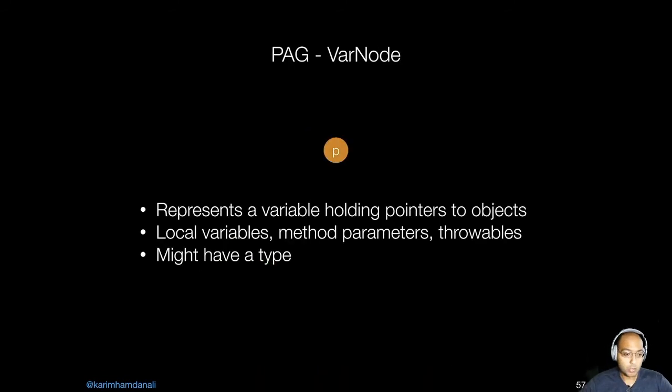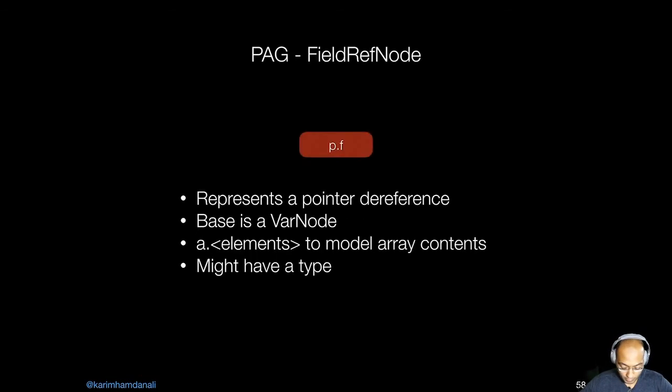Var nodes are going to represent variables that hold pointers to other objects. It doesn't have to be one pointer, it could be more than one pointer. We're going to use this var node to represent local variables, method parameters, throwable exceptions, and so on and so forth. It may or may not have a type, depending on what it stands for in the pointer assignment graph.